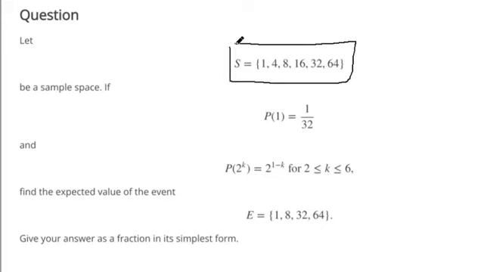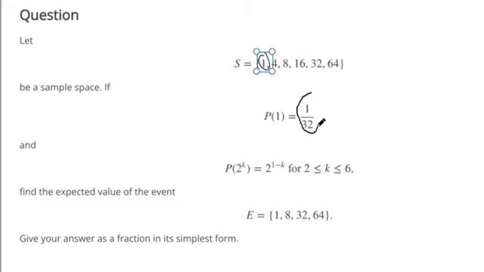This is our sample space, which means there's some sort of event happening where the only numbers you can get are 1, 4, 8, 16, 32, and 64. Okay. And then they tell us the probability of getting a 1 is 1 out of 32. And then they give us a formula for calculating all the rest of the probabilities.